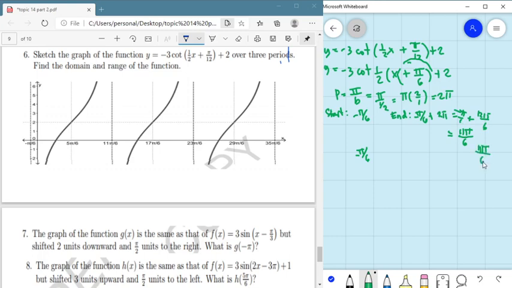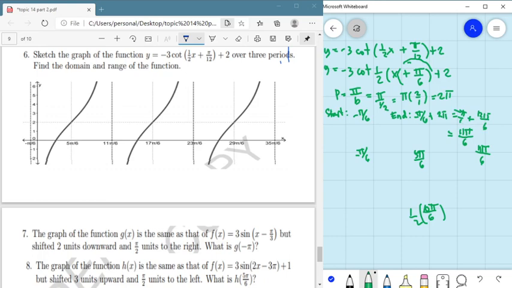Then, we continue to our graph over 3 periods. So, it will be 1 period here. 2 pi is our period. Okay, so negative pi over 6 plus 11 pi over 6 is 10 pi over 6. And 10 pi over 6 times 1 half would be 5 pi over 6. Here, 5 pi over 6.